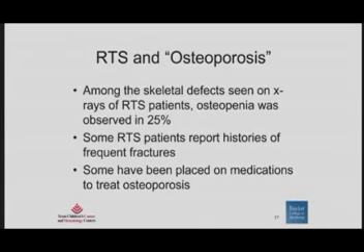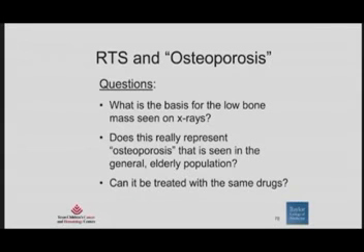In terms of osteoporosis, among the skeletal defects seen on X-rays of RTS patients, we found osteopenia in 25%. Osteopenia is considered a precursor to osteoporosis, and some of the patients had reported histories of frequent fractures as young children. Some of them had also been placed on medications to treat osteoporosis. So the question we had was, what is the basis for the low bone mass phenotype seen on X-rays, and does this really represent osteoporosis that is seen in the general elderly population? And can it be treated with the same drugs?